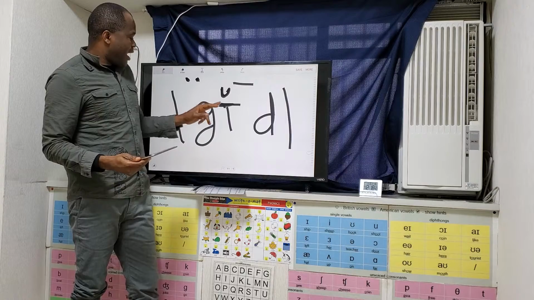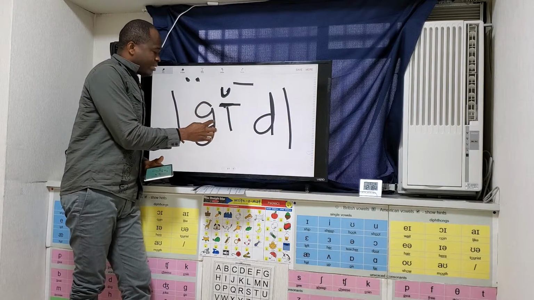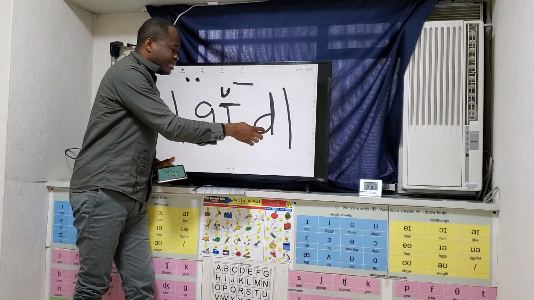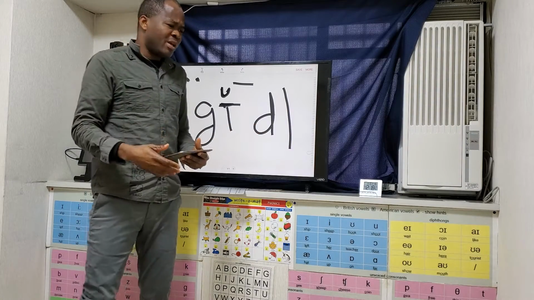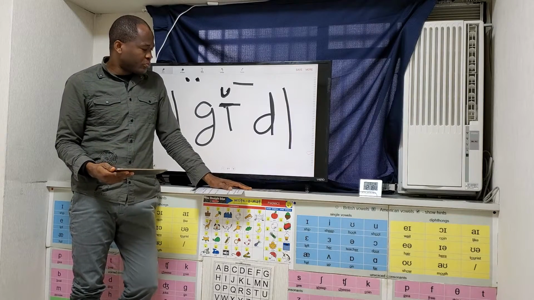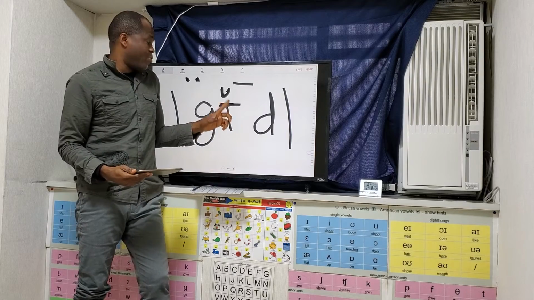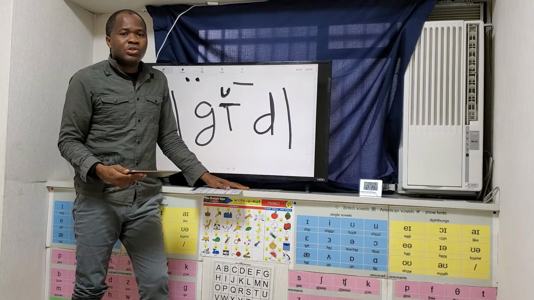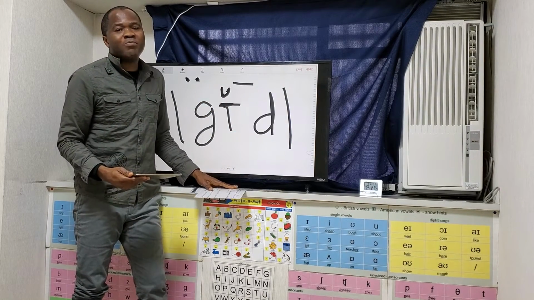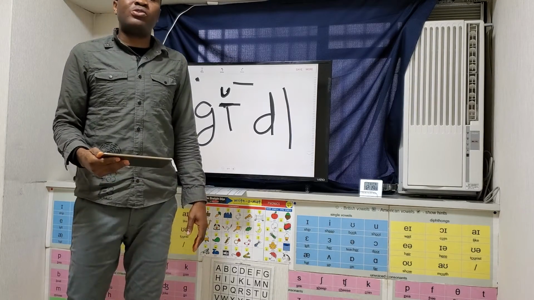So G, I, D, guide. This is 1 sound, 2 sounds, 3 sounds. So we have 3 phonemes. But the question is, how many syllables do we have? If you look at it very well, we have only 1 vowel. So once we have 1 vowel, it means we have 1 syllable, because syllables are classified according to vowels.